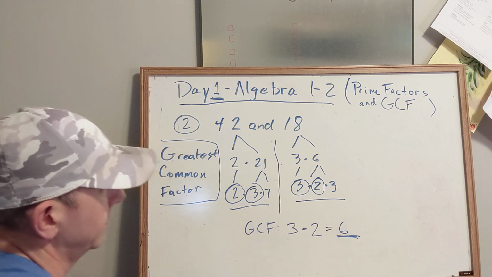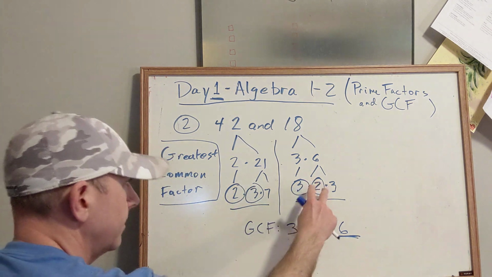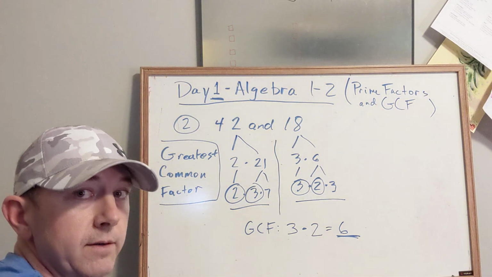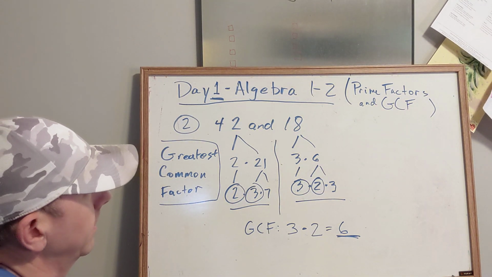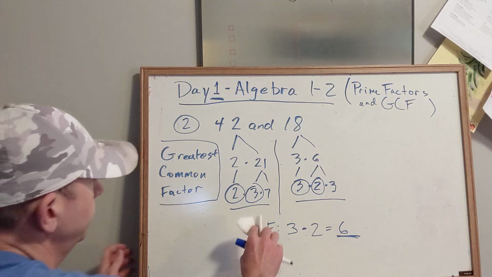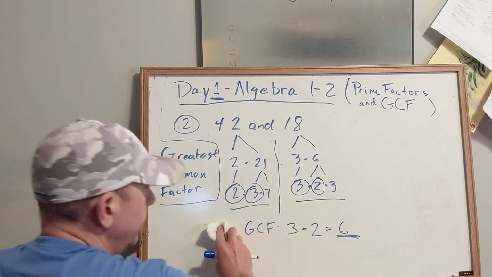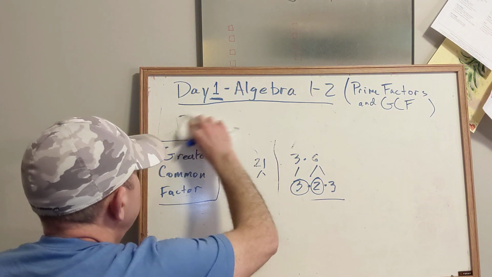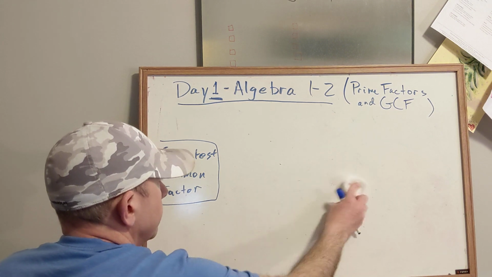Don't make the mistake of multiplying this 6 times that 6 and putting 36. A lot of times students will try to do that. You don't want to do that on these. Okay? All right, so our GCF of 42 and 18 would be 6. All right, we're going to keep moving here. You guys can pause at any chance you want.